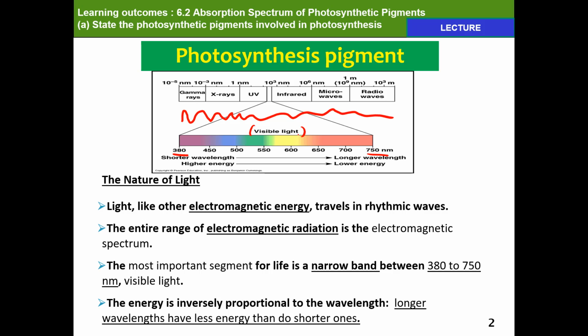The energy is inversely proportional to the wavelength. The longer the wavelength, the less energy it has than the shorter one. In other words, light with a shorter wavelength contains a high energy level, while light with a longer wavelength contains a lower energy level.